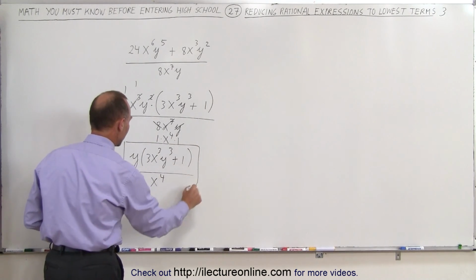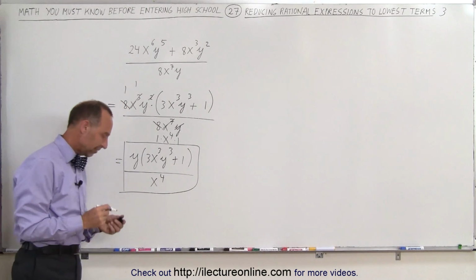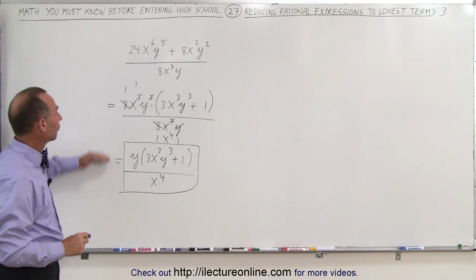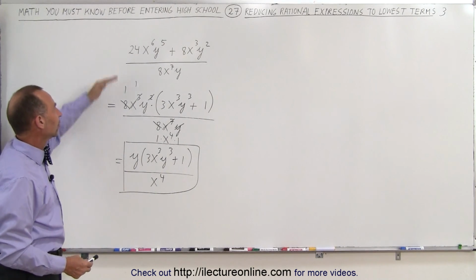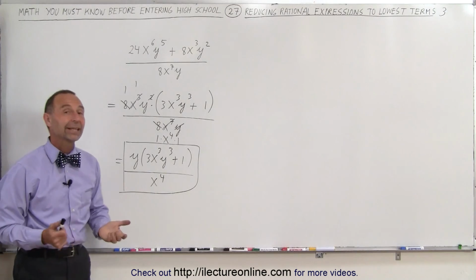and that would be the most reduced form that we can get this in. That is the answer for our original problem. This is the most reduced form, or the simplest form, for this particular rational expression. And that's how it's done.